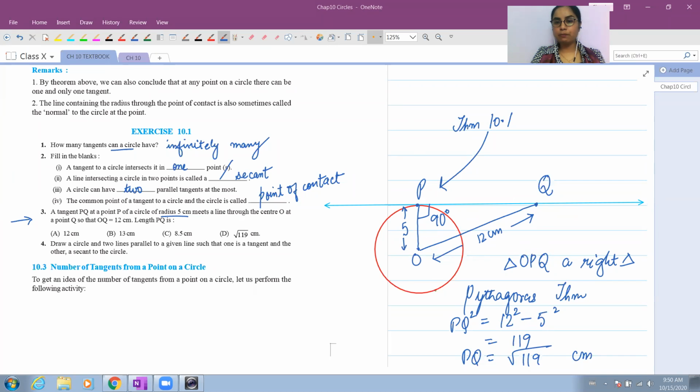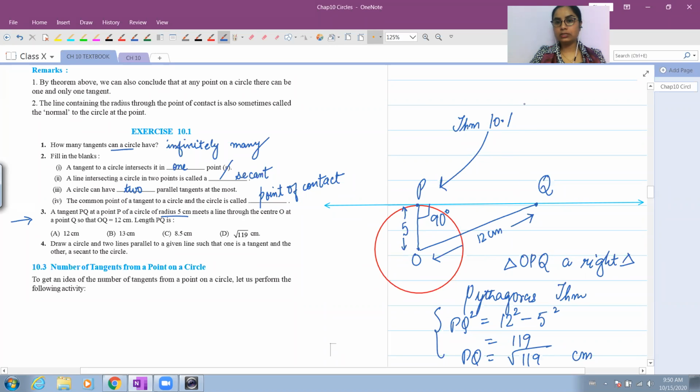The application of Pythagoras theorem, I think, can be done easily. You just need to tell me whether this is clear, how I identified these sides. Radius OP is completely okay. The line from the center meets your tangent at Q, and that OQ is 12. You have to find out the length PQ. Anyone with any questions?